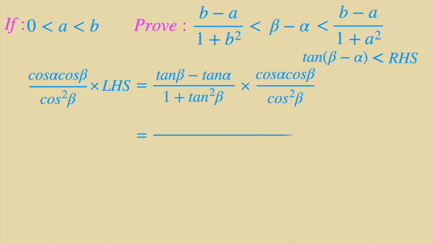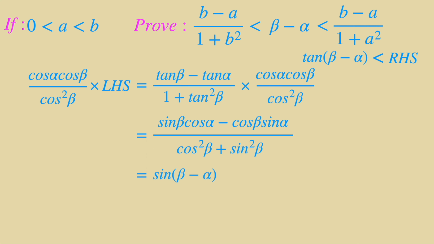Okay, the numerator is tangent beta minus tangent alpha times cosine alpha cosine beta, which equals sine beta cosine alpha minus cosine beta sine alpha. The denominator is 1 plus tangent squared beta times cosine squared beta, which equals cosine squared beta plus sine squared beta. Wow, the magic works. The denominator cosine squared beta plus sine squared beta equals 1, as we know. And the numerator, sine beta cosine alpha minus cosine beta sine alpha, equals sine of beta minus alpha. That's another basic trigonometric formula. So the fraction equals sine of beta minus alpha.